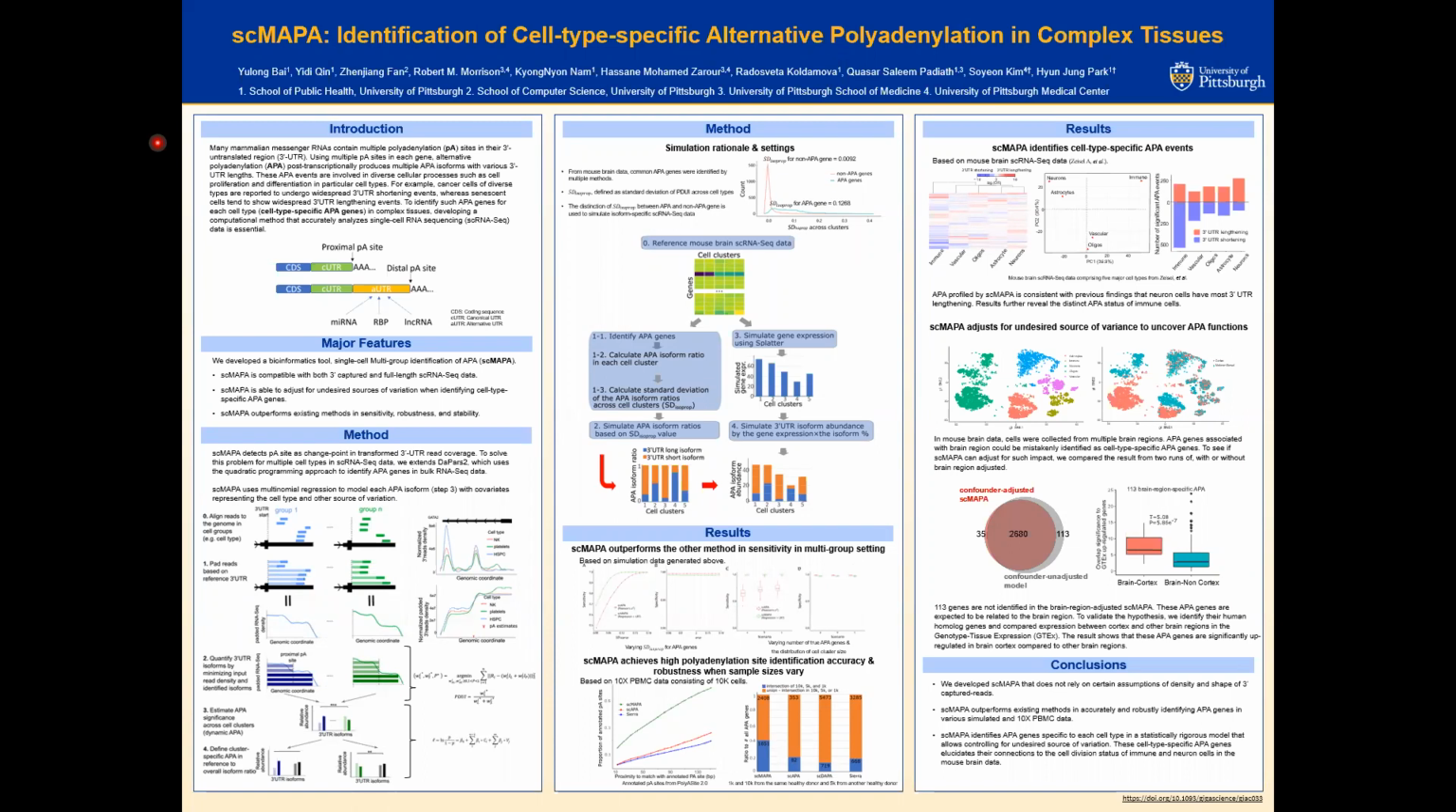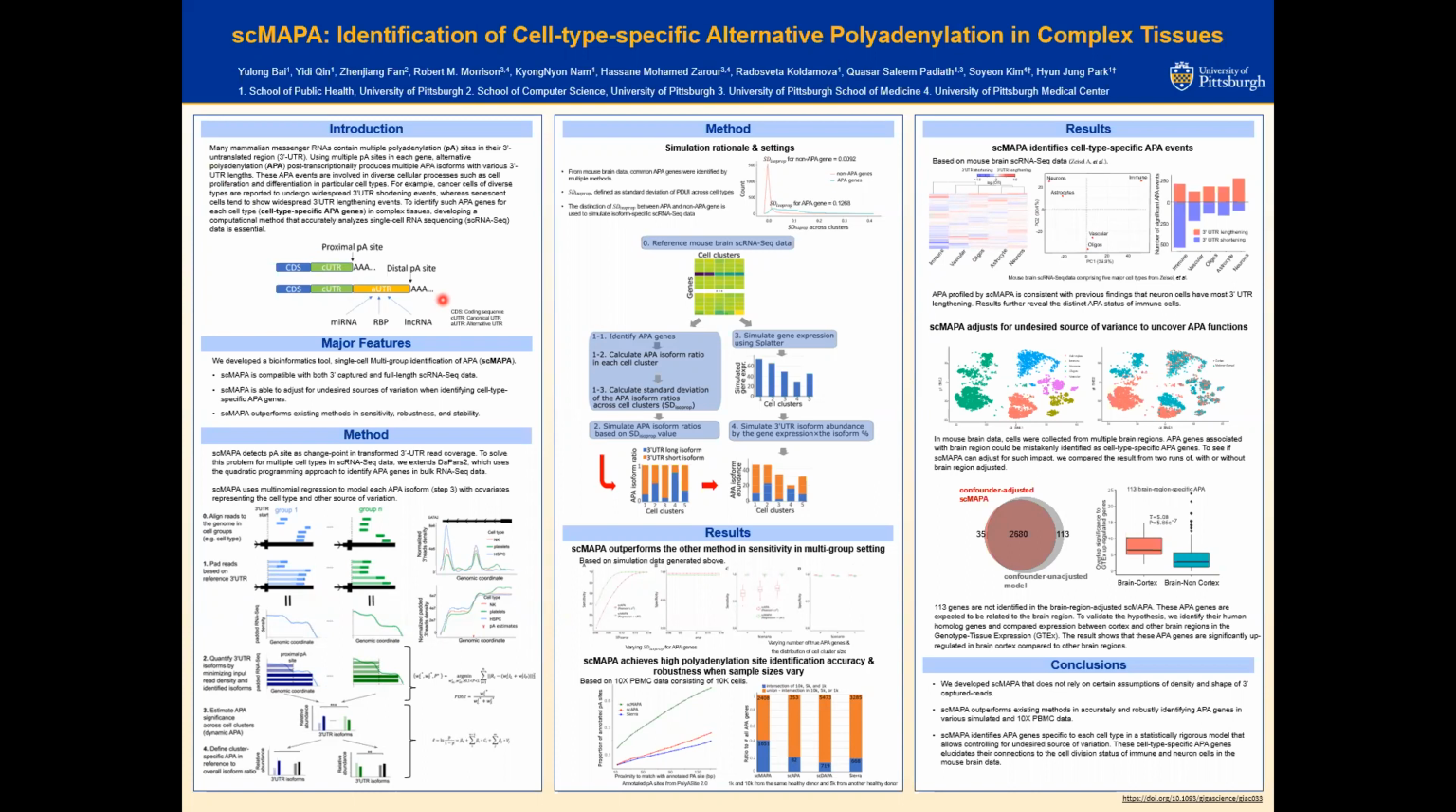Today, I would like to share with you our recently published work, scMAPA. Many messenger RNA contain multiple polyadenylation sites in their 3' untranslated region. With these different PA sites, alternative polyadenylation, short as APA, produces transcripts with various 3' lengths from the same gene. We call them APA isoforms.